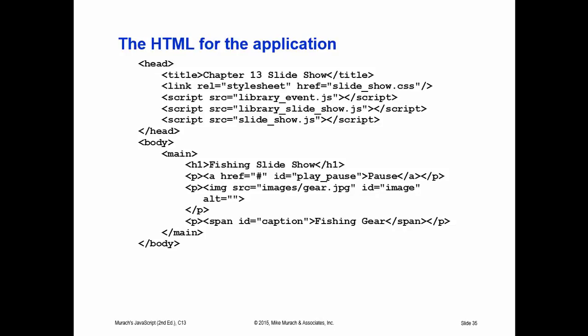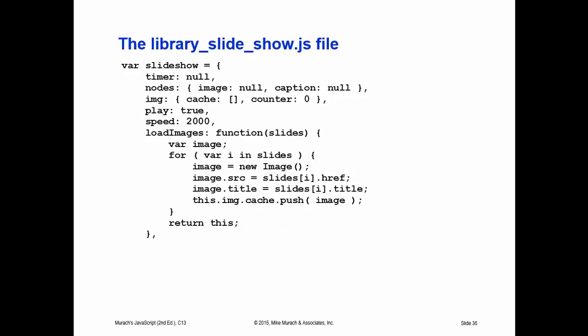to do that. So if we look at what's in here, starting on page 422, we see the library underscore slide underscore show file. All right, this first comes in and it creates an object literal called slideshow that provides the properties and methods necessary for the slideshow.